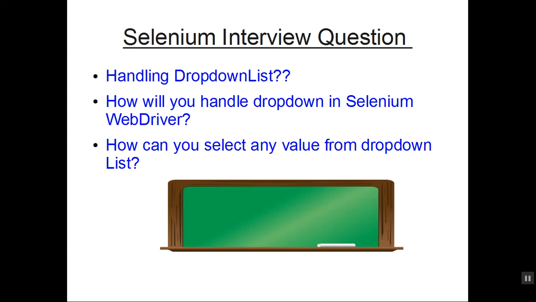We will write the automation code to handle the drop down values, and we will see the demo of how we can handle the drop downs and select the values from them. There are three techniques using which we can select the values from the drop down list. So let's see the demo now. Let's get started.